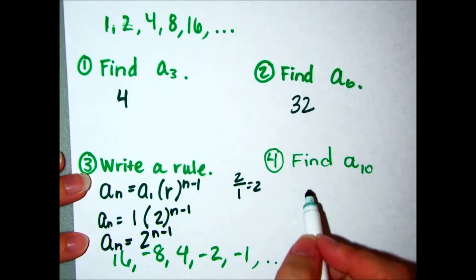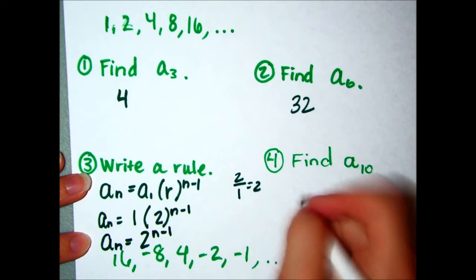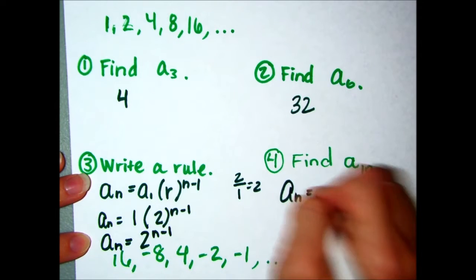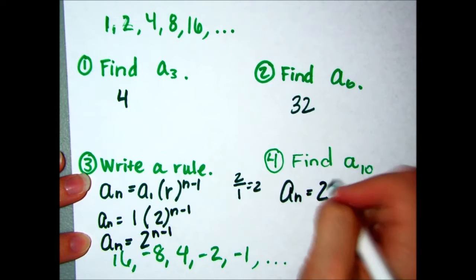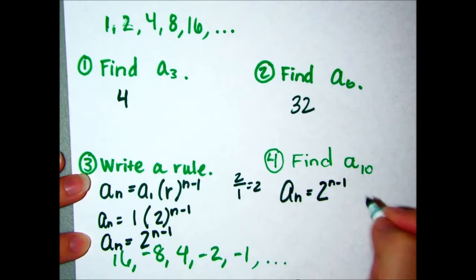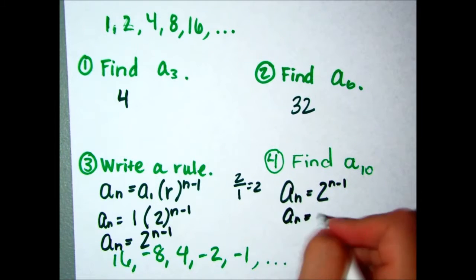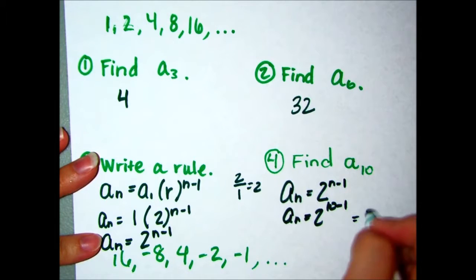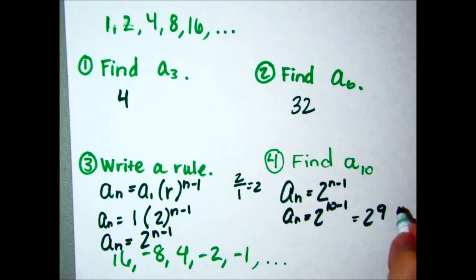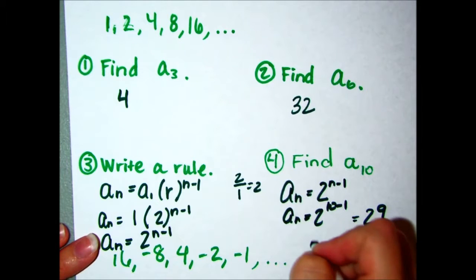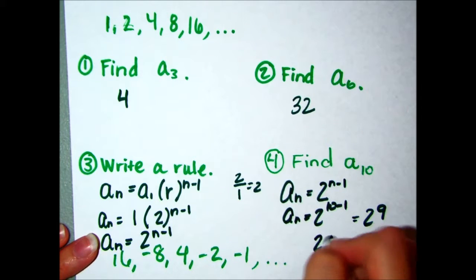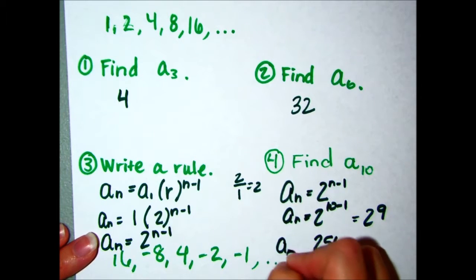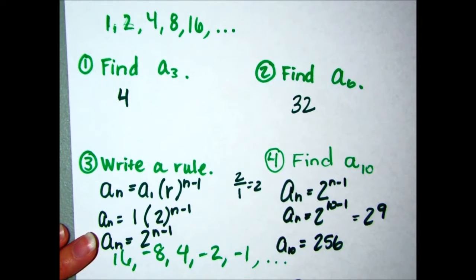So then it says find a sub 10. Well, now we can use our rule. So a sub n is equal to 2 raised to the n-1. So a sub 10 is equal to 2 raised to the 10-1, which is really 2 to the 9th. And if you put that in your calculator, you would then get 256. So a sub 10 is equal to 256.